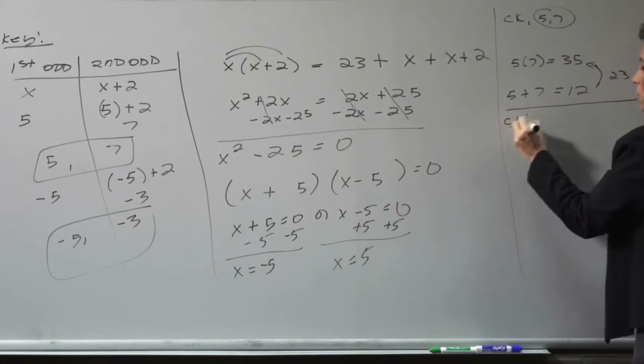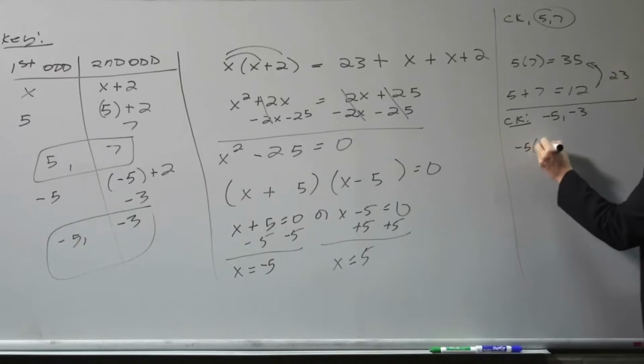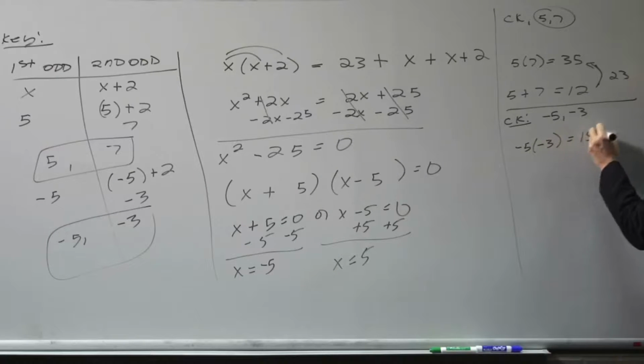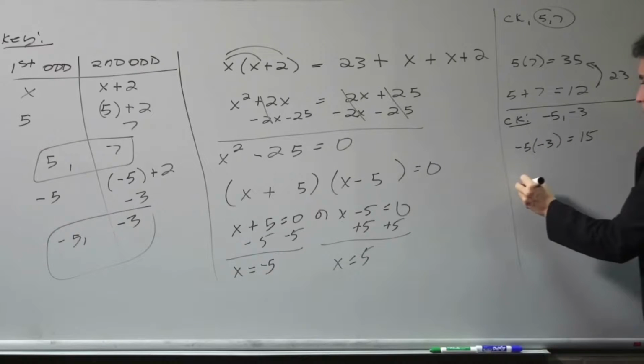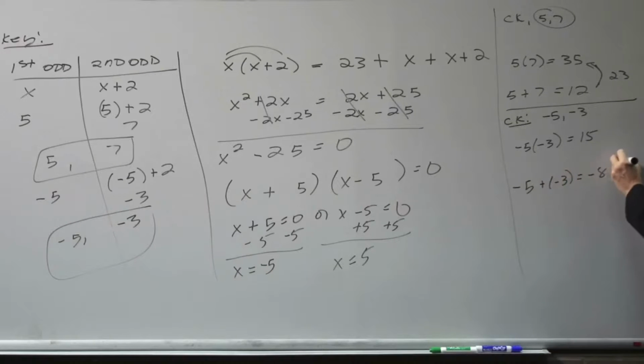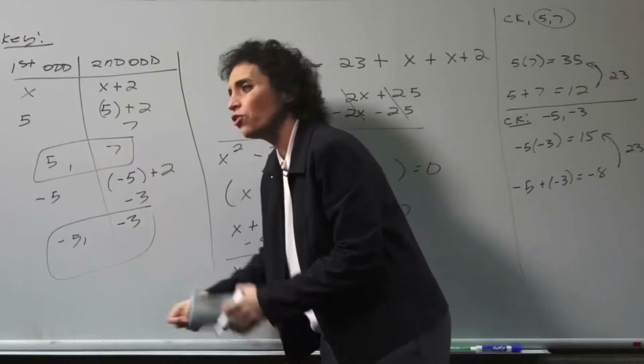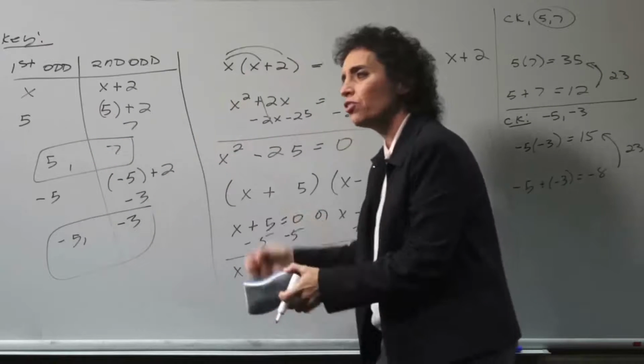Check. Negative 5 and negative 3. Well, let's find their product. Negative 5 times negative 3 is a positive 15. Let's find their sum. Negative 5 plus a negative 3 is negative 8. And is this the 23 more? Well, yes, it is. Because 23 minus 8 is 15. How cool is that? So there's a pair of answers. These answers and these answers are both correct. You have to list them both.